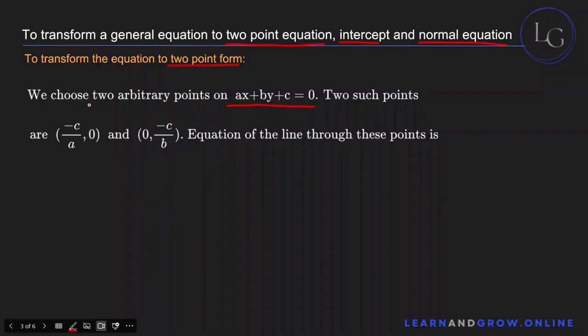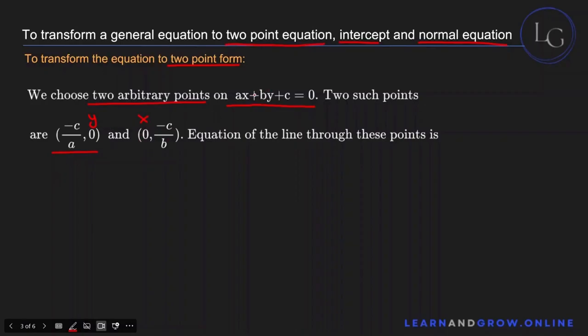Now we choose two arbitrary points on this equation, and these are two such points. The x-intercept of this equation is minus c over a and 0, because the y value in the x-intercept is 0. And similarly, the y-intercept of this equation is 0 and minus c over b, and we know that the x value in the y-intercept is 0.